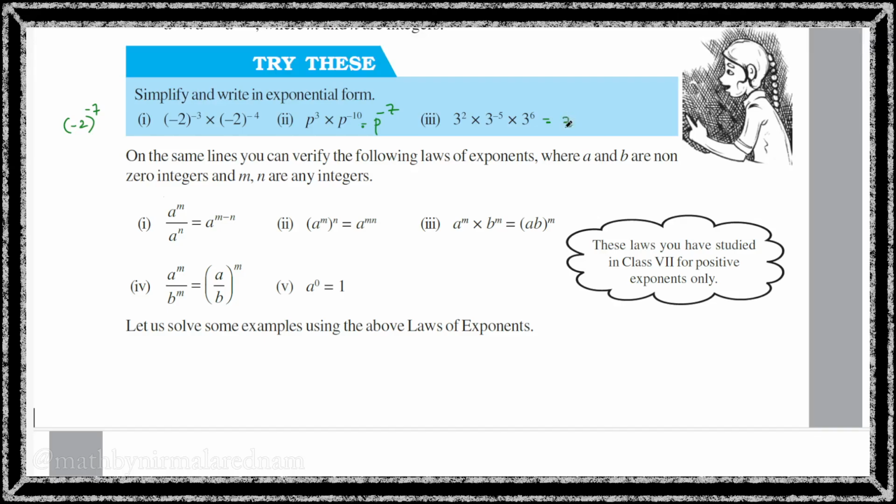Here again the base is common and you have 3 terms instead of 2. No problem. You can add all the 3 exponents. 2 minus 5 is minus 3, plus 6 is plus 9. Right? So, sorry, 2 minus 5 is minus 3. Minus 3 plus 6 is plus 3. Correct? Okay.